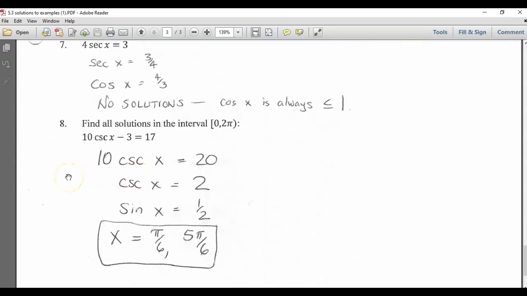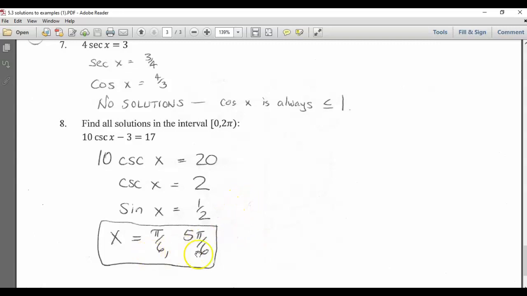And example number 8, find all solutions in the interval from 0 to 2 pi. Well, isolate the trigonometric function, which is cosecant of x. The reciprocal of that is sine of x. So for cosecant to equal 2, sine has to equal 1/2. And so the possibilities for x in the interval from 0 to 2 pi, once around the unit circle, are pi over 6 and 5 pi over 6.